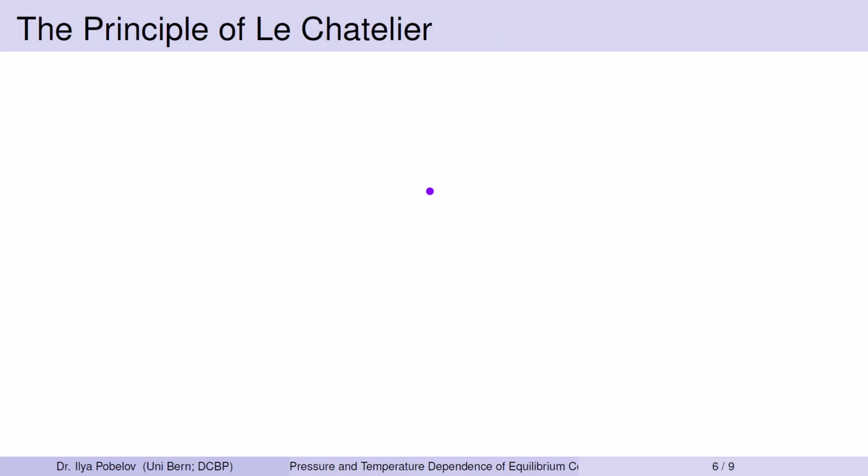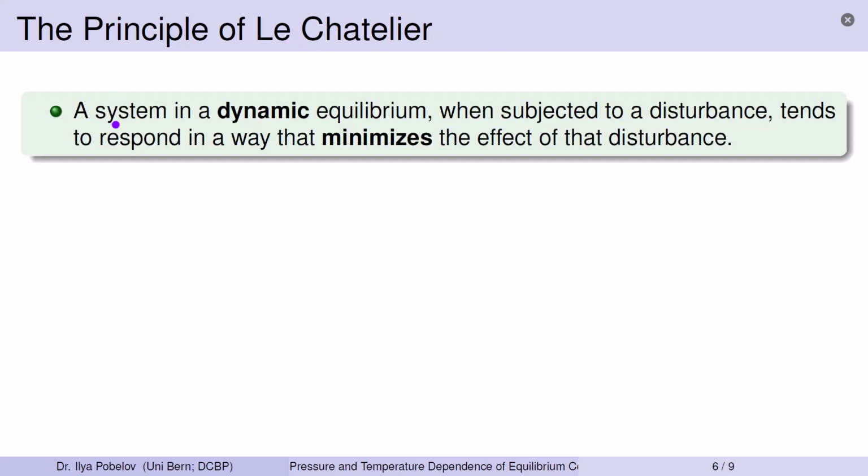The shift in equilibrium composition due to temperature or pressure changes aligns with the qualitative principle proposed by the French chemist Le Chatelier. A system in a dynamic equilibrium, when subjected to a disturbance, tends to respond in a way that minimizes the effect of that disturbance. It is important to understand that the equilibrium must be dynamic in nature. In this state, the system is not hindered from adapting, allowing it to respond to external changes.